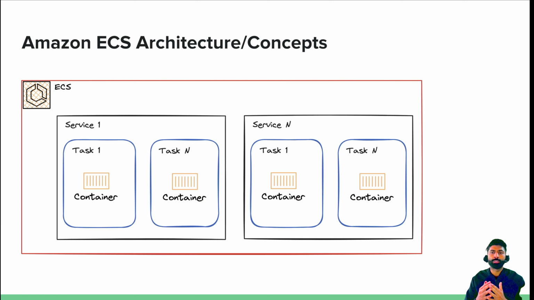So let's understand a few basic concepts of ECS. In ECS, you have a container that runs as part of an ECS task. As we know, a container is a standard unit of software which has everything packaged together which is required for your application to run, such as code, dependencies, configurations, etc. A task in ECS is a standard unit which can run one or multiple containers inside it. The best practice is to run one application container inside the task, or you can say one business container inside the task. However, you can also run sidecar containers along with your application or business container inside that task.